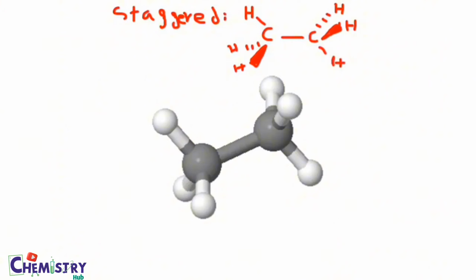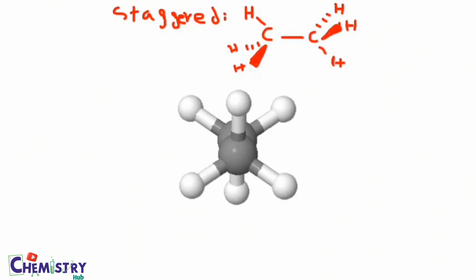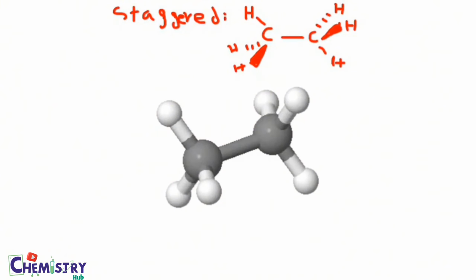Let's review the structure once more and redraw it to understand its concepts. In the staggered form, unlike the eclipsed form, the bonds of the front atom do not align with the bonds of the back atom. Look here. This hydrogen exactly, look, is positioned between these two hydrogens.